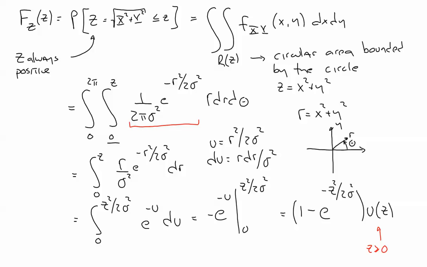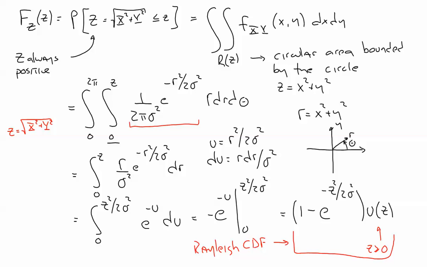Alright? Well, hopefully you will recognize this as the Rayleigh cumulative distribution function. This is the Rayleigh CDF. All right? The cumulative distribution function for z, which equals the sum of x squared plus y squared, where x and y are independent, zero mean, Gaussian random variables, I get a Rayleigh.